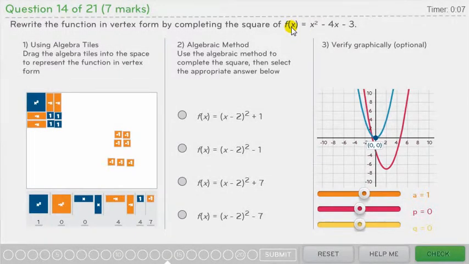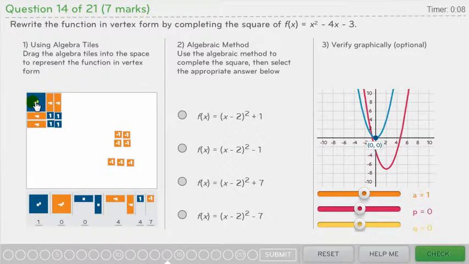In this question, you need to rewrite the function in vertex form by completing the square for the function f of x equals x squared minus 4x minus 3. And you can do this a couple of different ways. First, using algebra tiles, or using the algebraic method. And after both methods, we can always check graphically.